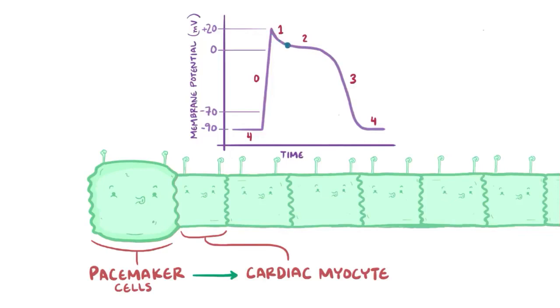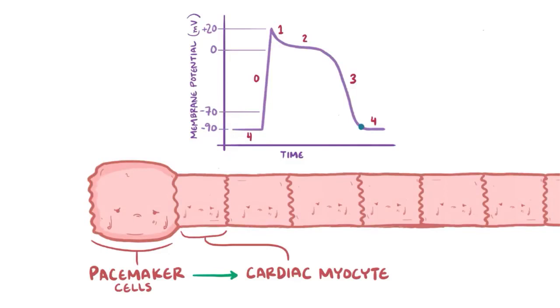In phase 2, calcium channels open up, and there's an influx of calcium ions, and that counterbalances the potassium ion outflux. So it's called the plateau phase. In phase 3, calcium channels close, but the potassium channels stay open. So there's an overall outflux of potassium ions that brings down the charge that repolarizes the myocyte. And then it enters the resting state again.